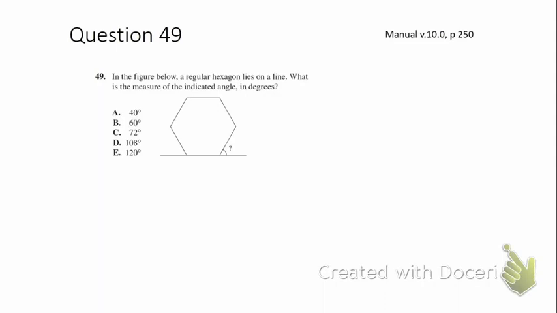All right, in the figure below, a regular hexagon lies on a line. What is the measure of the indicated angle in degrees? A couple things that you could do here. One of the properties is that if you look at every exterior angle, so if you extend all of these lines and you look at these exterior angles, I'll draw where the curves are, those always have to add up to 360 degrees.